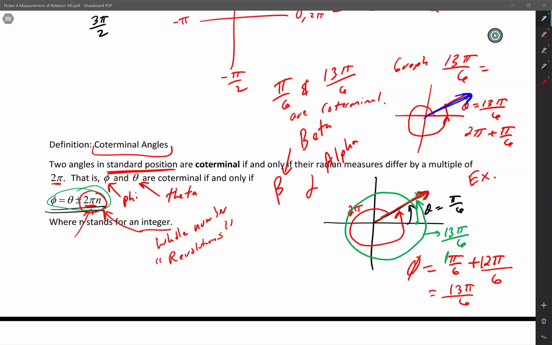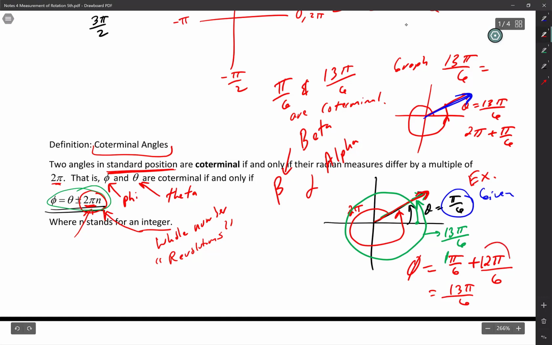Okay, I see the chat box is lighting up. How did I get 6 and 12? 6 and 12 from what? I'm confused. The pi over 6, that was given, and then I'm adding 2 pi. Oh, okay, I think I get you.